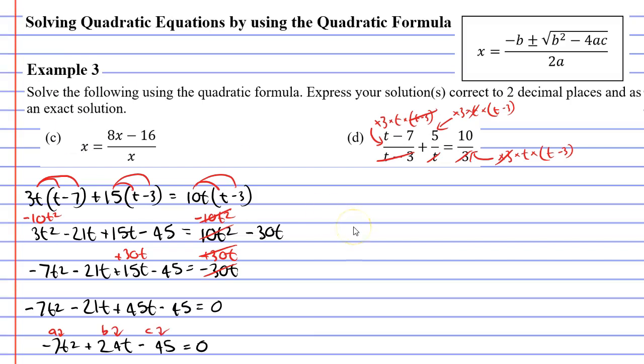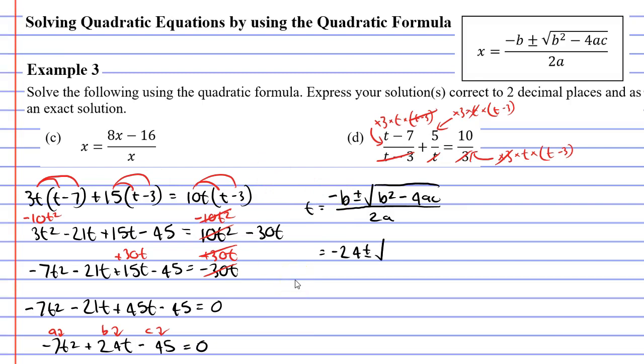So let's write our formula down. Minus b plus or minus the square root of b squared minus 4ac, all of this over 2a. And this is what x usually equals, but we're talking about t this time, so we need to write down that t equals that instead of x. What does b equal? B is 24. So I'm going to replace the b with 24, remembering I've got a minus sign out the front there.